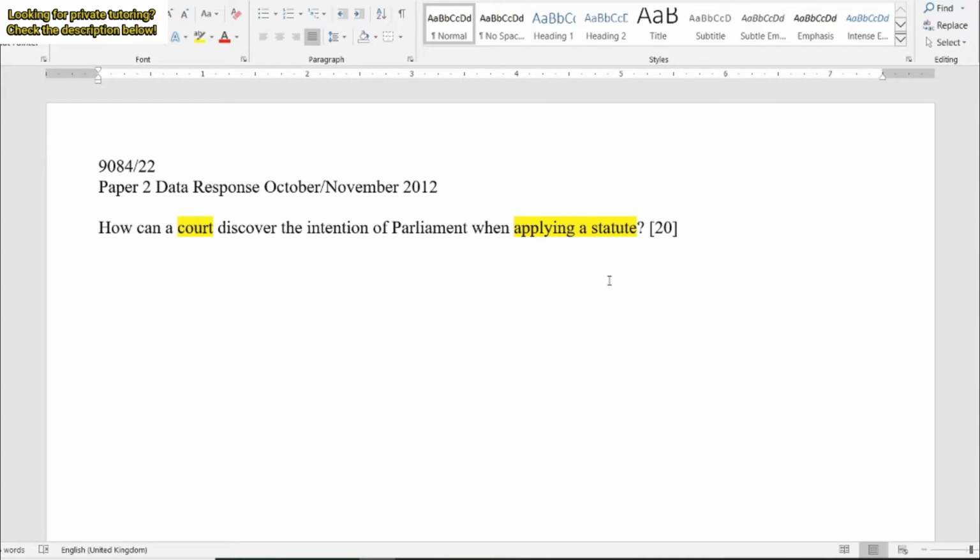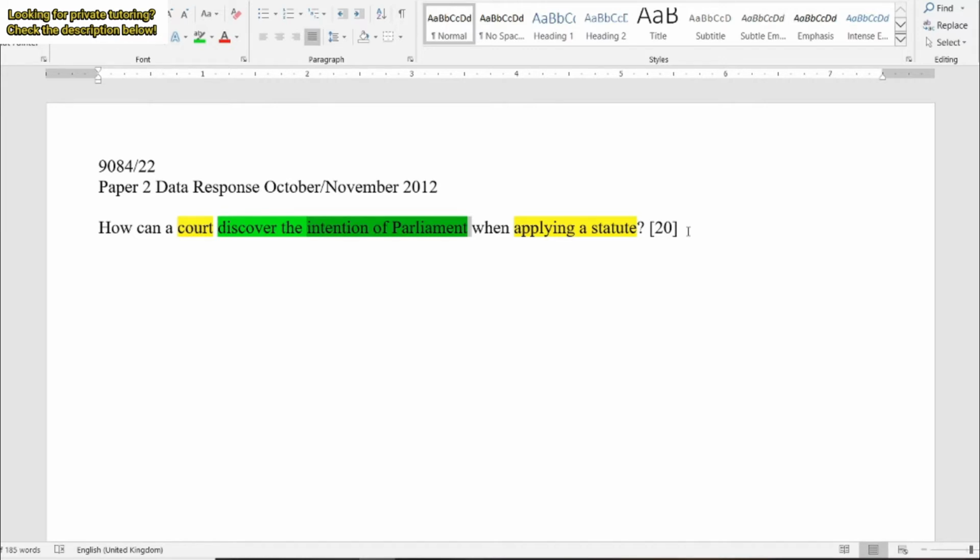The second issue that you need to highlight is what the question is actually asking you to do. Of course, the question asks you to discover the intention of Parliament. When I read your paper at the time, I realized that you all treated it as a general question. It actually isn't a general question, because of this phrase here, intention of Parliament.